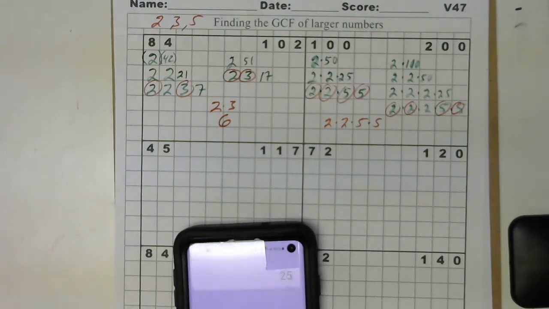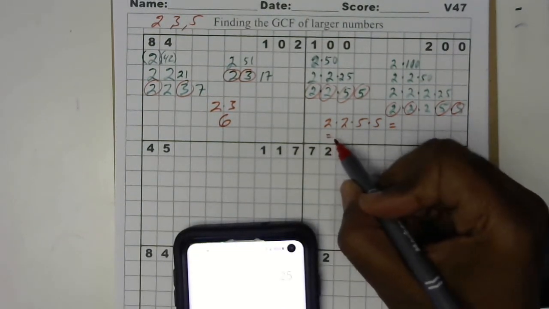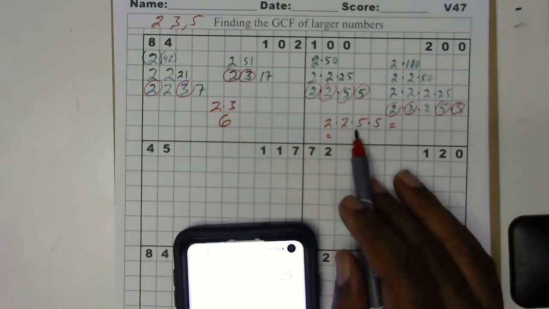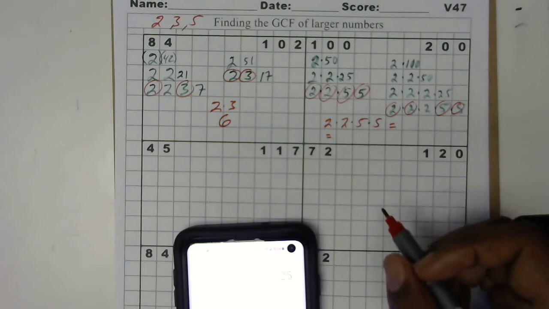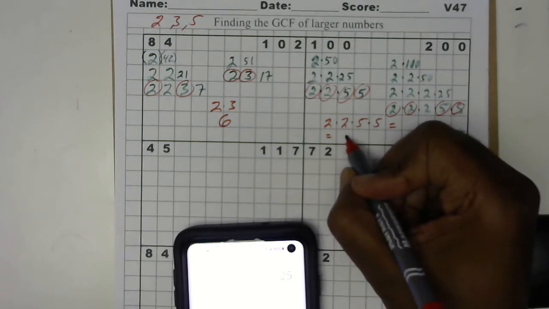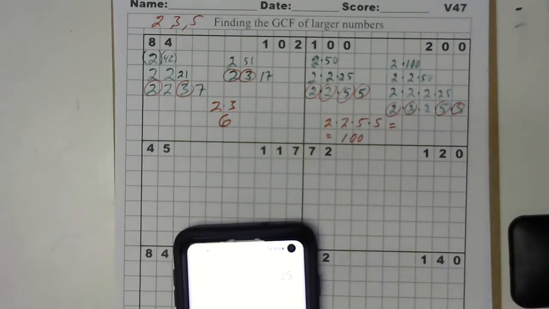These are all our matches: 2, 2, 5, and 5. And when you multiply those together, 2 times 2 is 4, times 5 is 20, times 5 is 100. So 2 times 2 times 5 times 5 is 100.